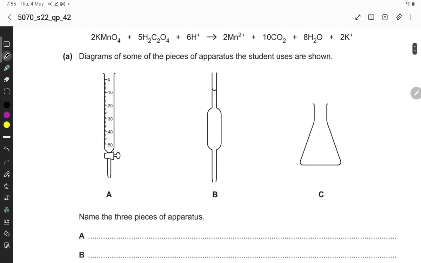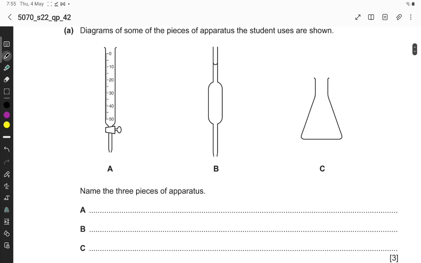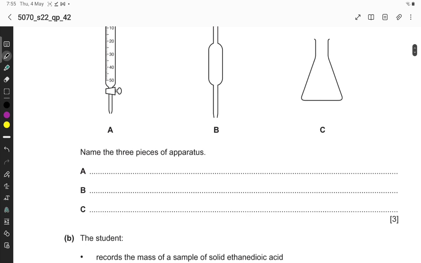Diagrams of some of the pieces of apparatus the student uses are shown. These are the common apparatus used in titration. Name the three pieces of apparatus. A is burette, B is pipette, and C is conical flask.